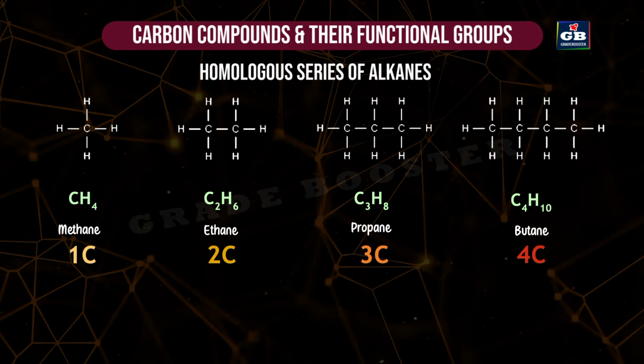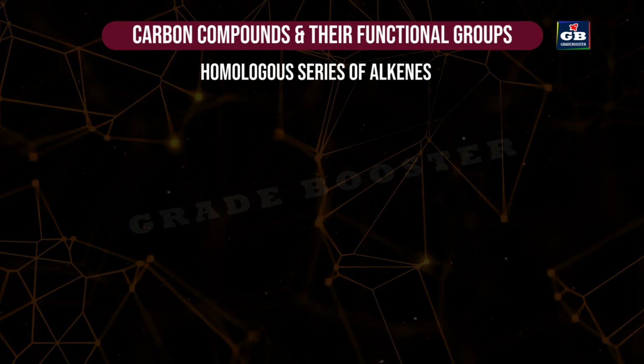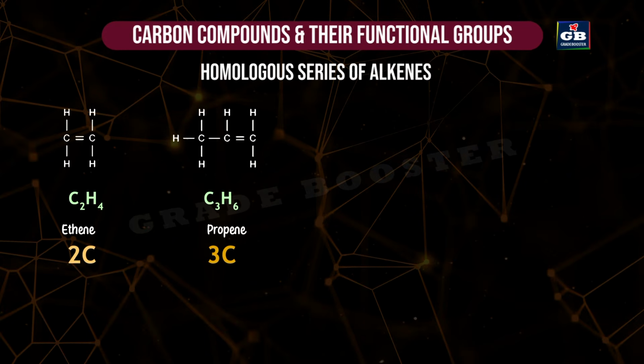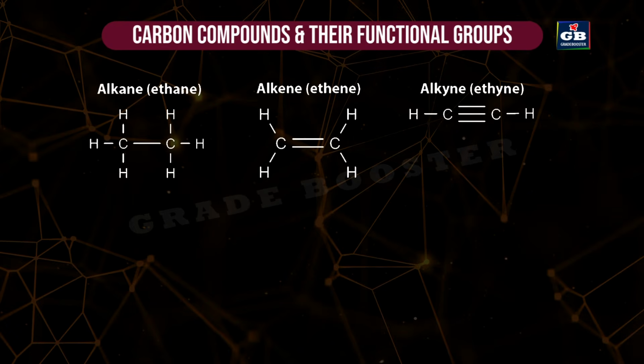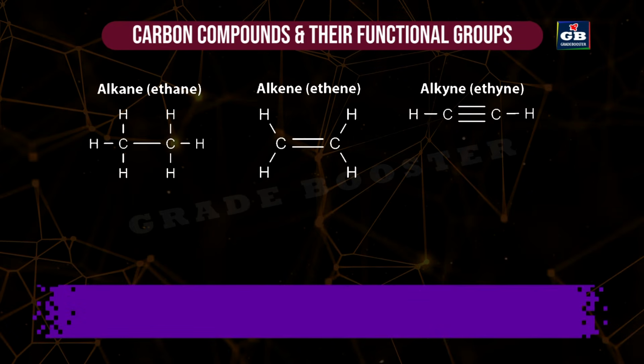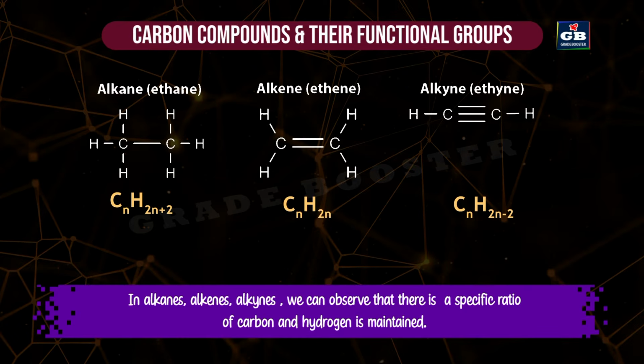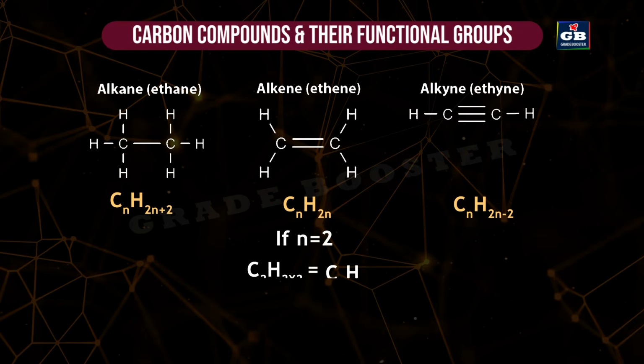The difference between each of these compounds is the difference in the number of units of CH2. This is the homologous series of alkenes: ethene, propene, butene, pentene. In alkanes, alkenes and alkynes, we can observe that a specific ratio of carbon and hydrogen is maintained. For example, in alkenes, the CnH2n pattern is observed. If n equals 2, then the compound will be C2H2 into 2, that is C2H4.